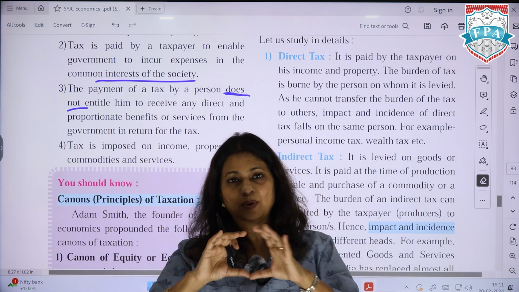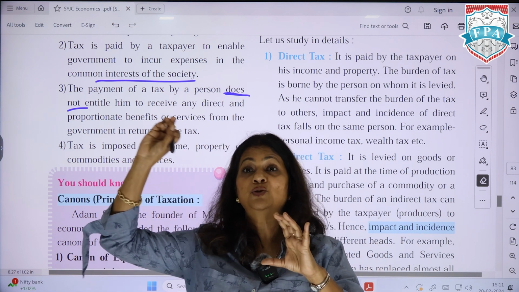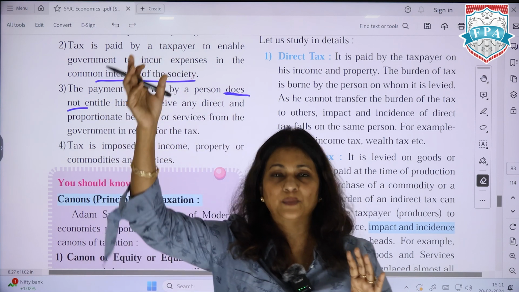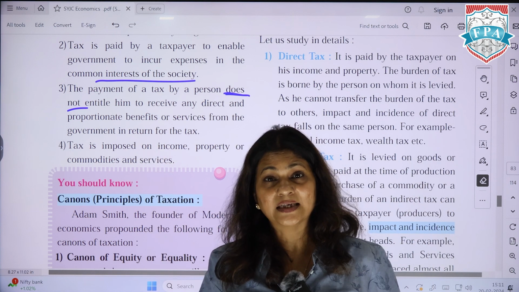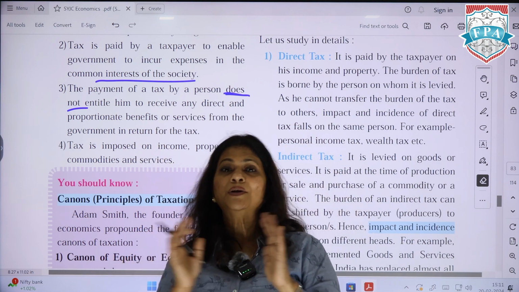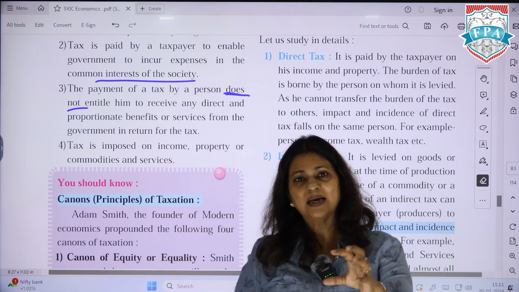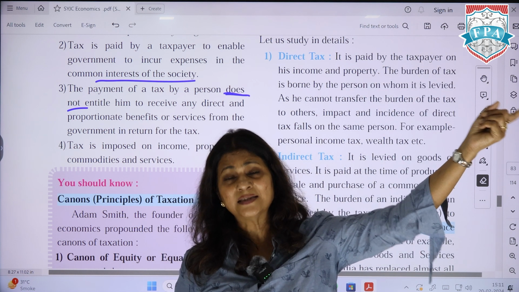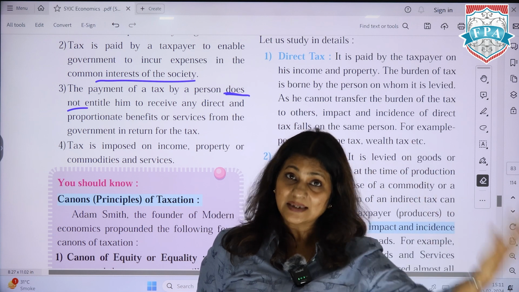Maine cold drink ki bottle kharidi, wo cold drink ki bottle jo bech raha hai, uske upar duty hai ki wo mujhse tax collect karke government ko bhare. We can study this in detail, but direct or indirect tax ka simple sa matlab hai. Direct tax means the tax is on the person. The person directly pays to the government that tax, like income tax, that's a direct tax.